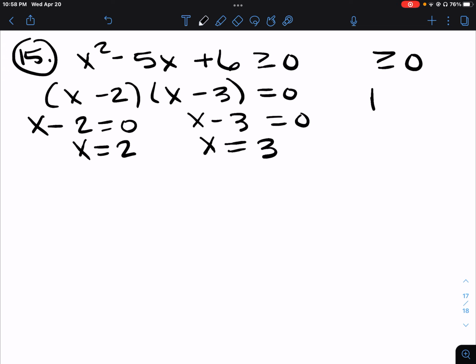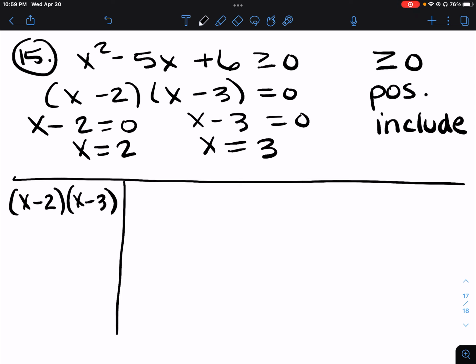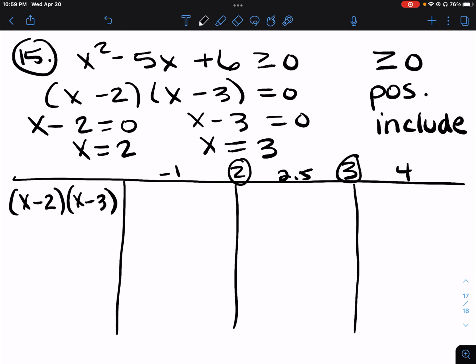So if you use your chart, I like using the factored form better. We need something less than 2, something in between, and something more. Something less, between, more.